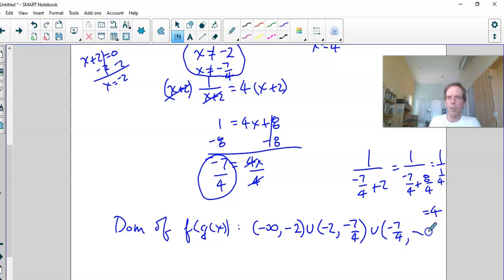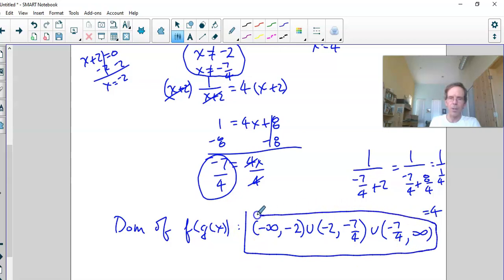And so this set, I know it's 3 pieces we're gluing together with unions, basically has holes at -2 and -7/4 because we're using parentheses. Those numbers are not included. But every other real number is good.